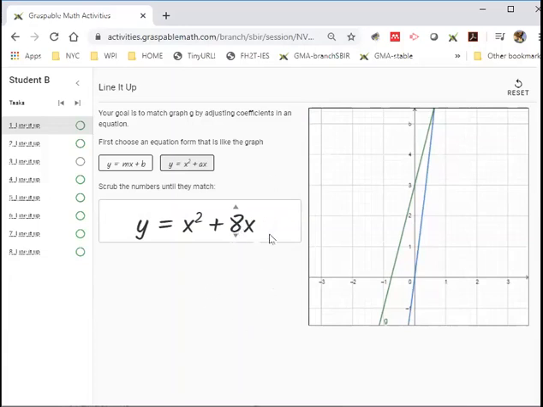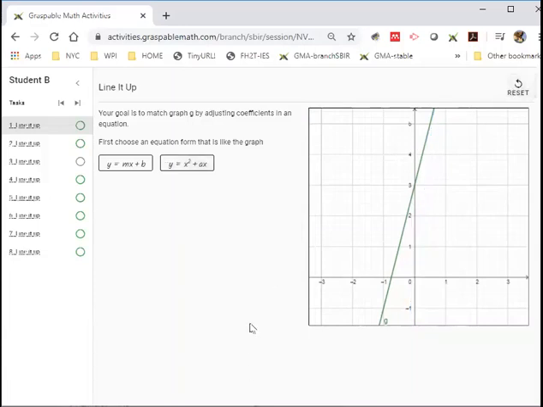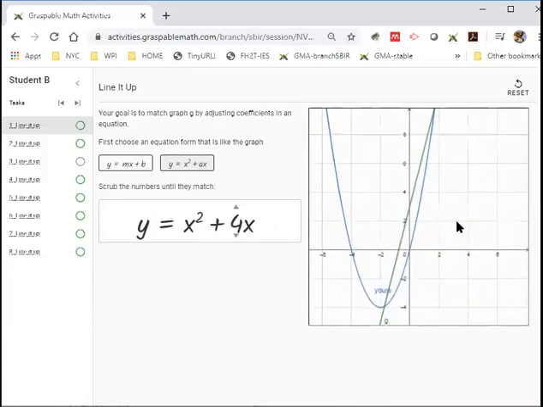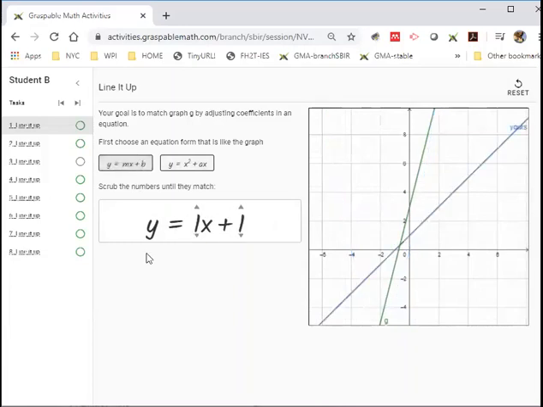If I don't like where I've gone with my changes, I can reset the problem and I go back to choosing an equation form. When we look at this one though, and pan out, there's no way to adjust the coefficient on x squared, so we can't make this quadratic a linear equation. We choose the other equation.